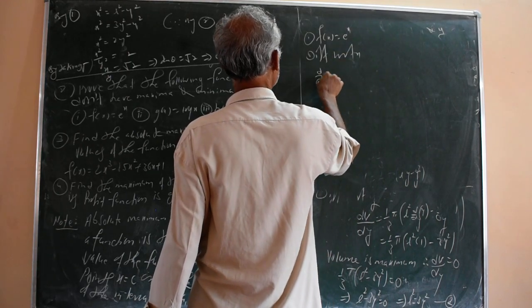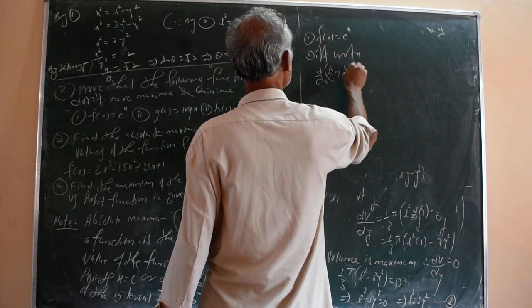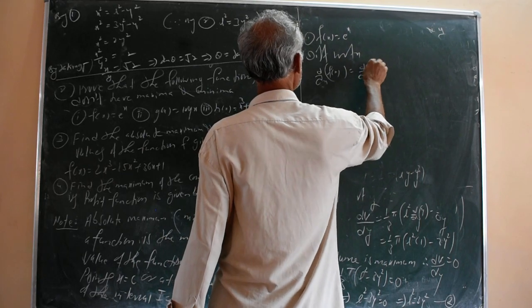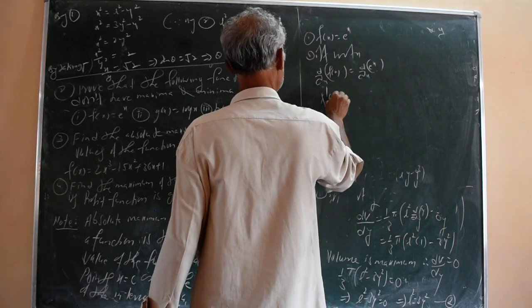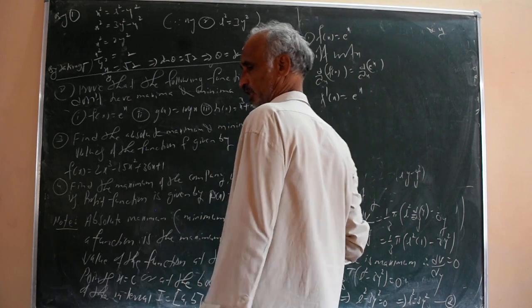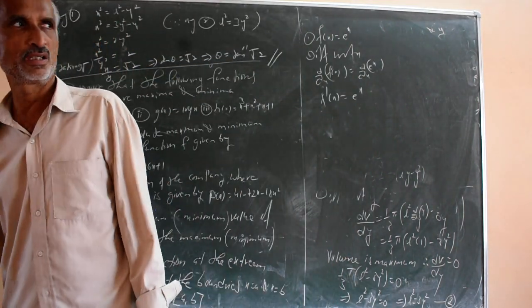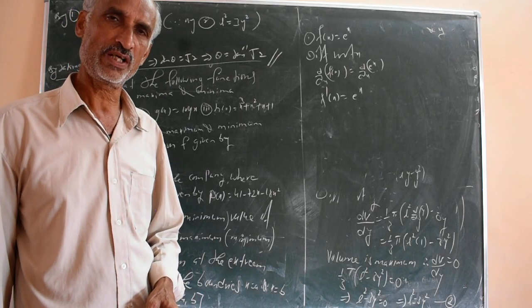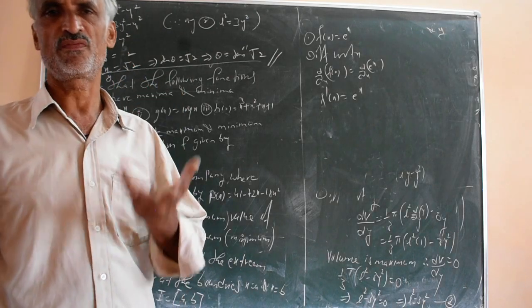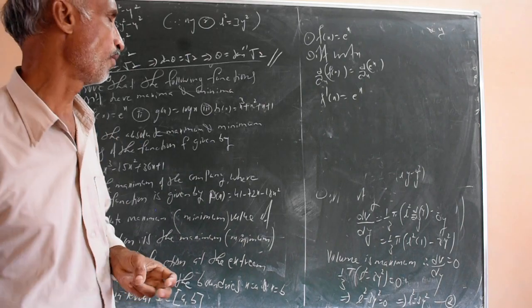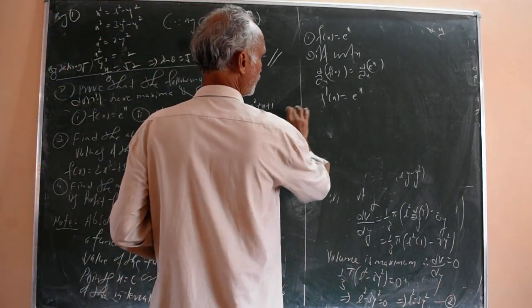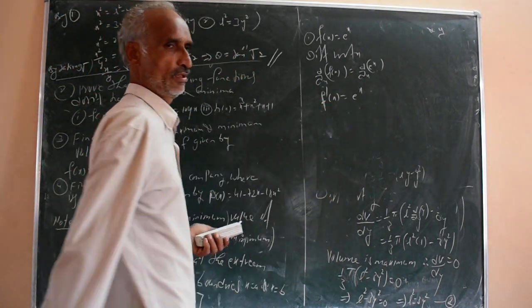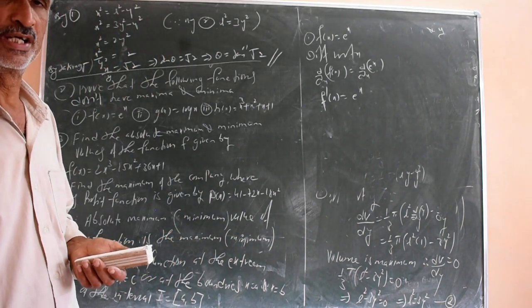d by dx of f of x is equal to d by dx of e raised to x, so f dash of x is equal to e raised to x. In maxima and minima problems, that is a common point. Always you have to find f dash of x, meaning dy by dx, and take f dash of x to 0. In all problems, it is a common feature. Take f dash of x or dy by dx to 0.